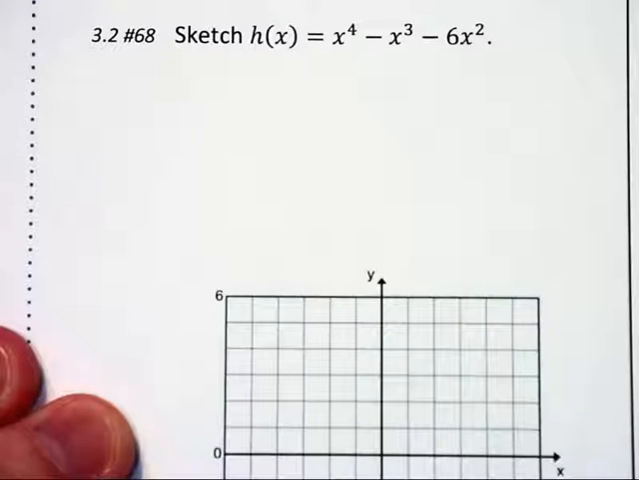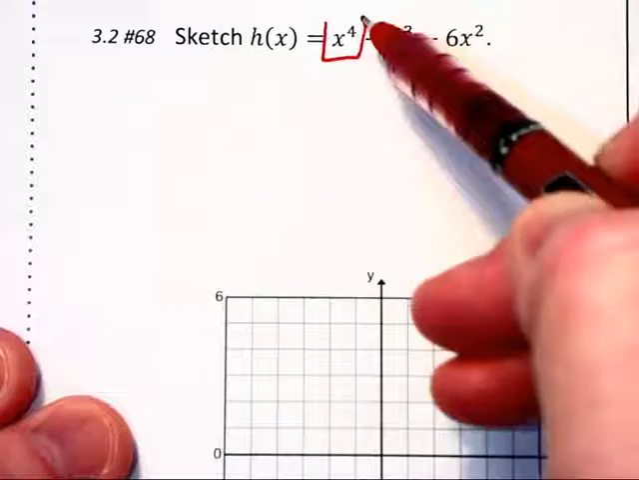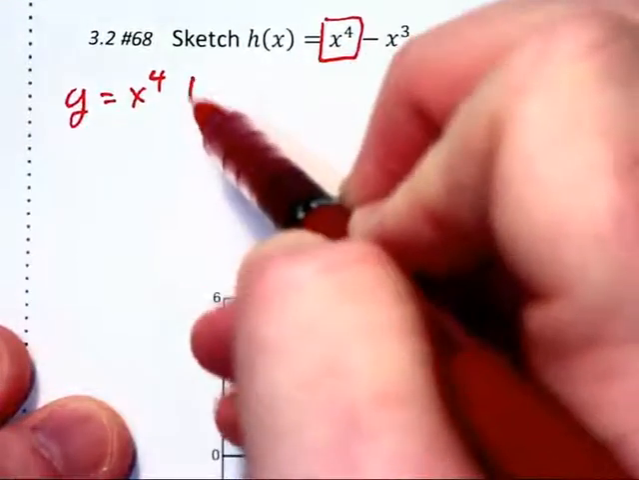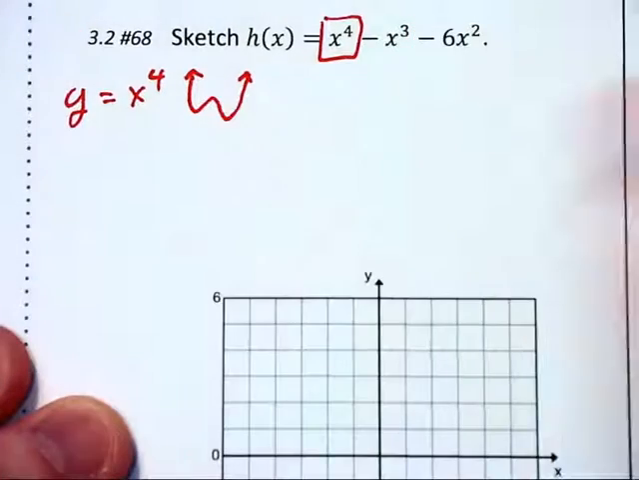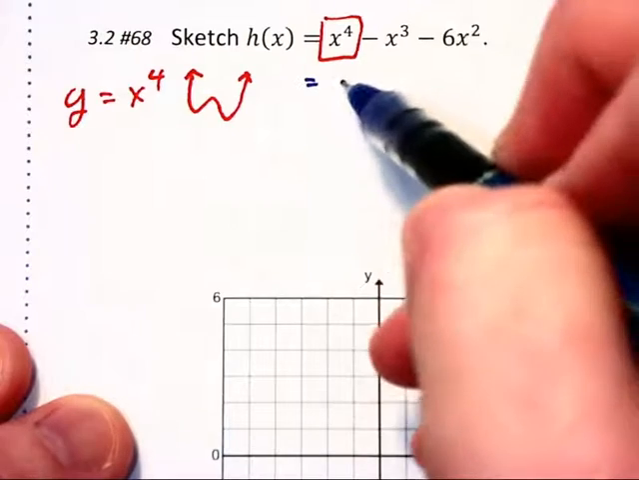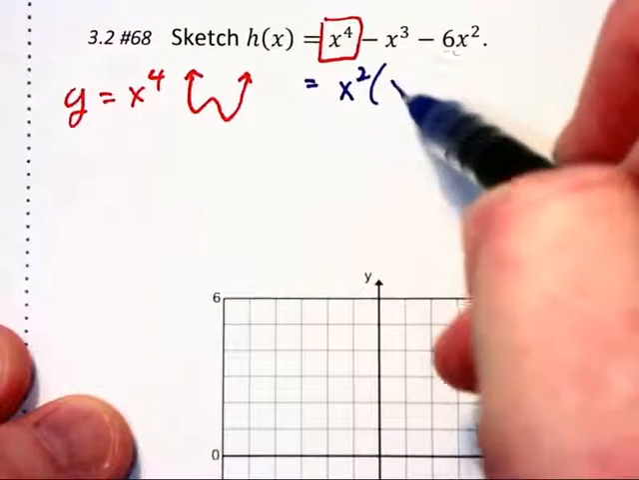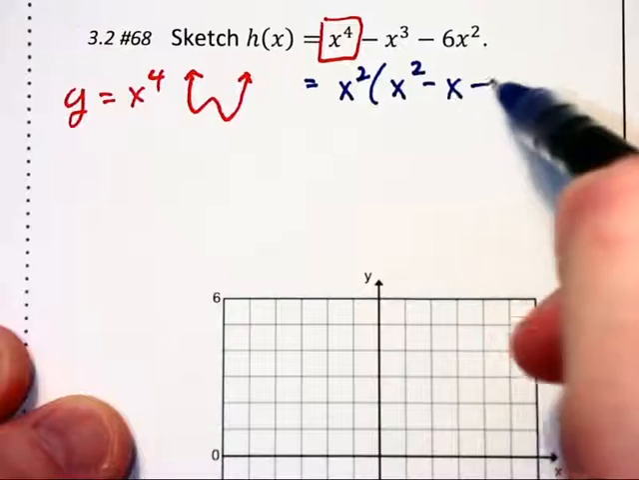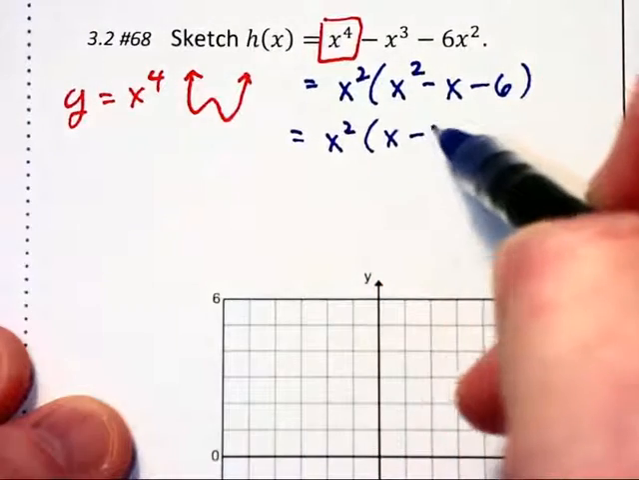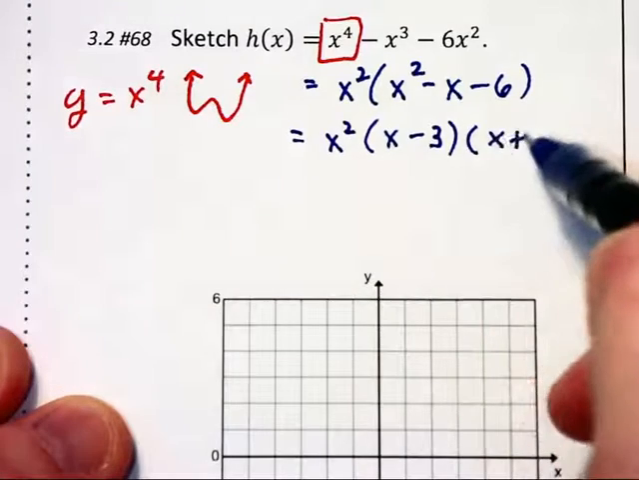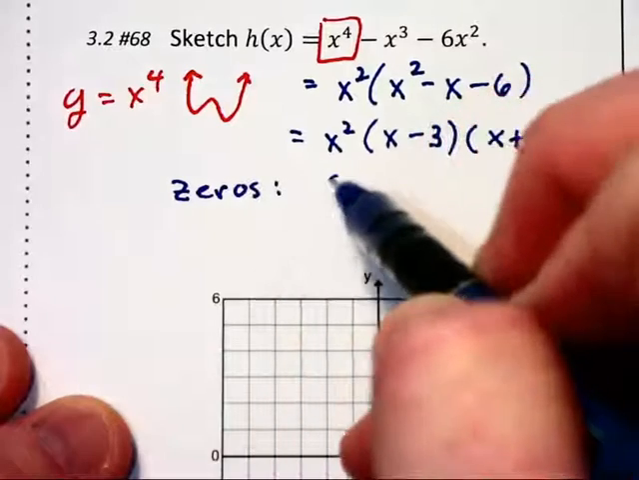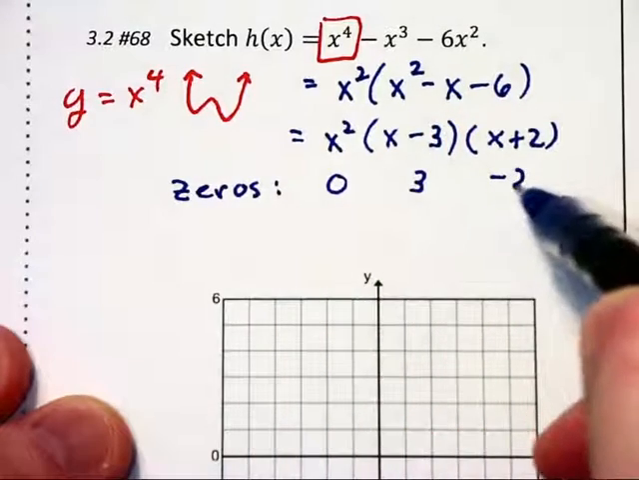For this next problem, we see y equals x to the fourth. That y equals x to the fourth tells me we're going to have kind of the W shape of a graph. I'm going to factor this function, dividing out an x squared, leaving me with x squared minus x minus 6. That factors one more time into x minus 3 and x plus 2. We have zeros located at 0, 3, and -2.